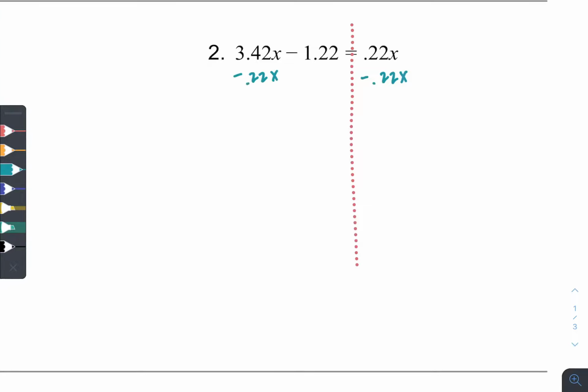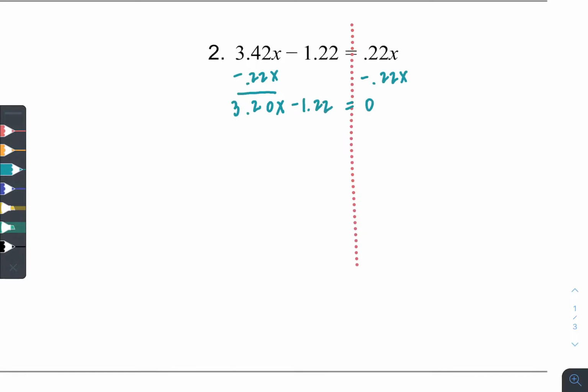3.42 minus 0.22 is going to leave me with 3. Let's do it properly. We do 2 minus 2 is 0. 4 minus 2 is 2 and 3. So 3.20x minus 1.22. And then we're left with 0 on this side.